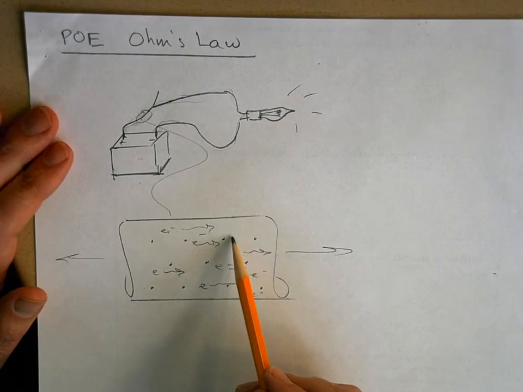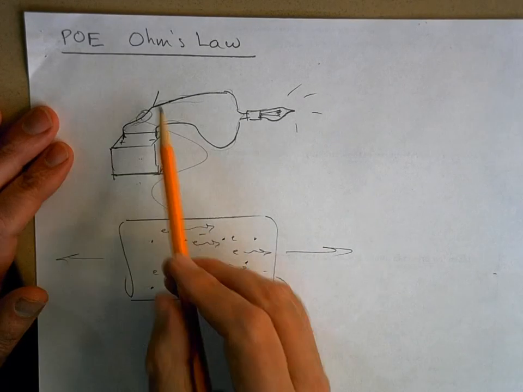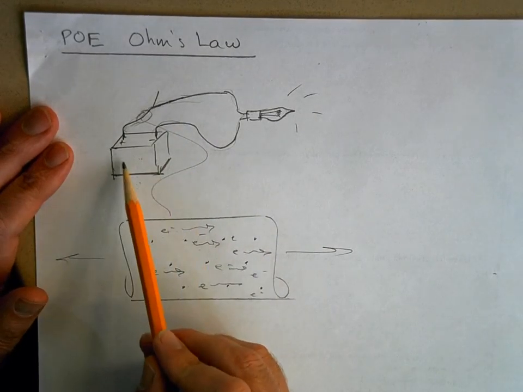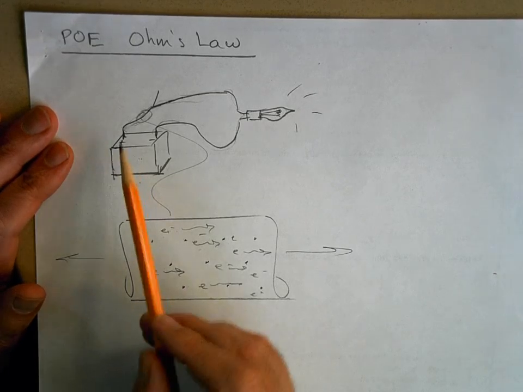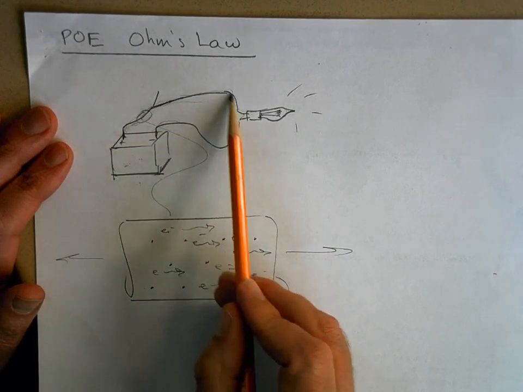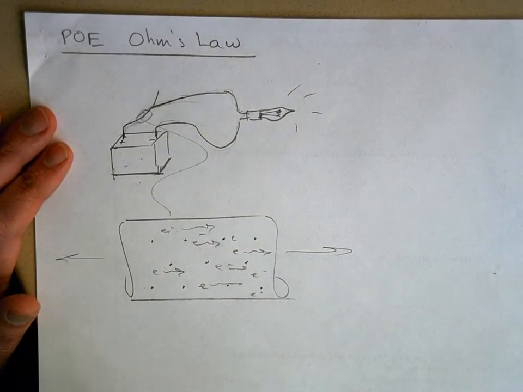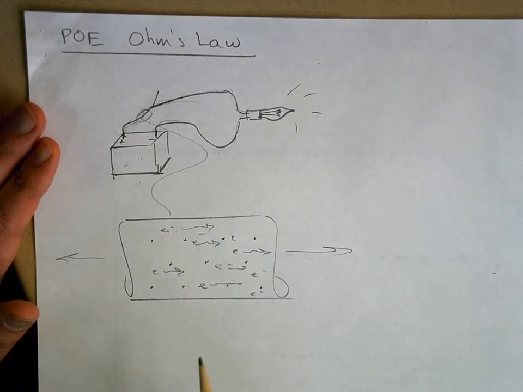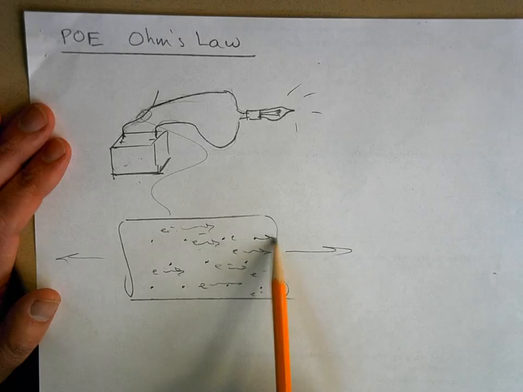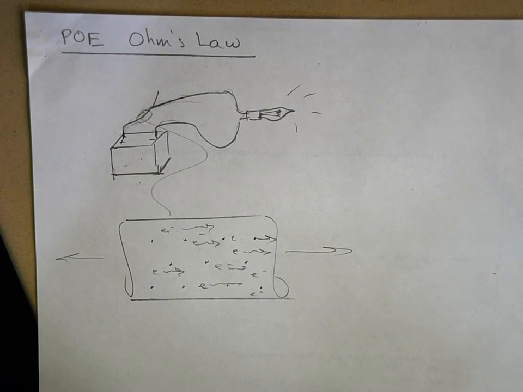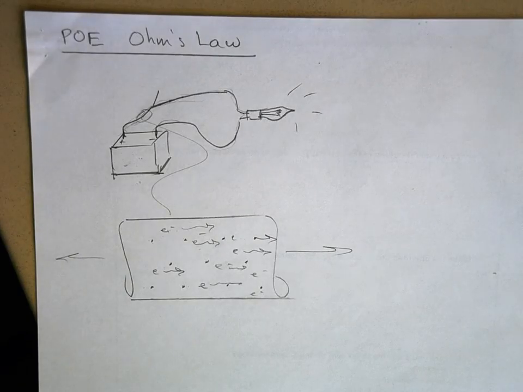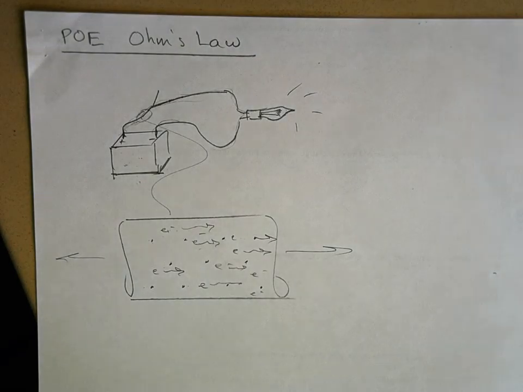Well, when that happens, when you close the switch, the battery supplies a force that pushes these electrons through the wire. Okay? And so they start flowing. Now, how fast do you think electrons flow through a wire? A lot of people think the electrons flow at the speed of light. That would be wrong. The electrons do not flow at the speed of light.